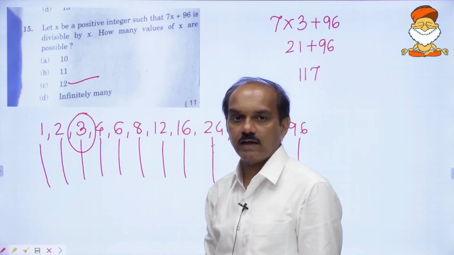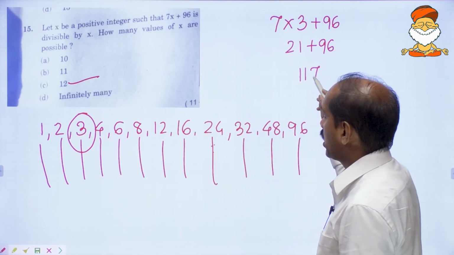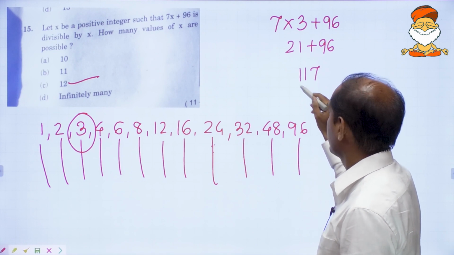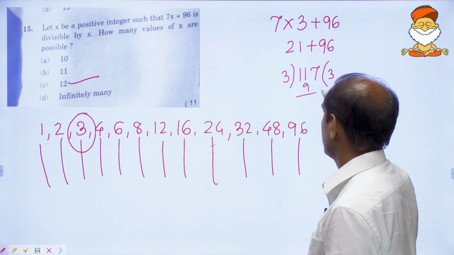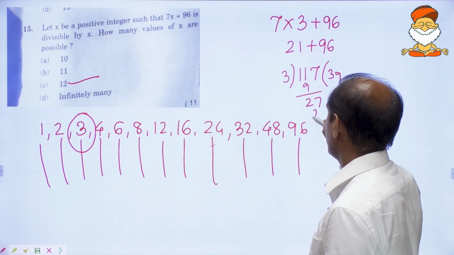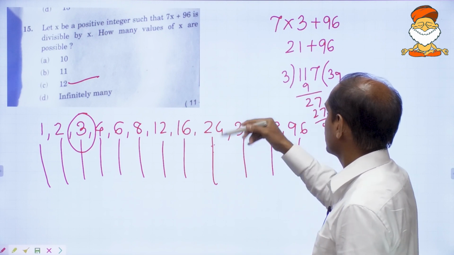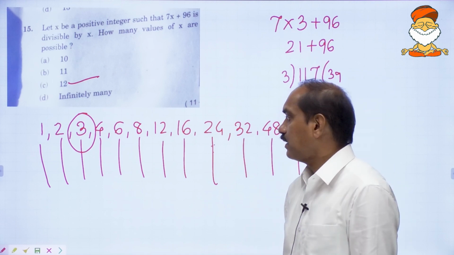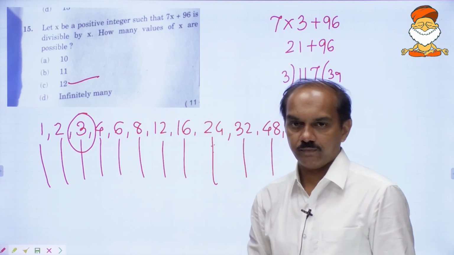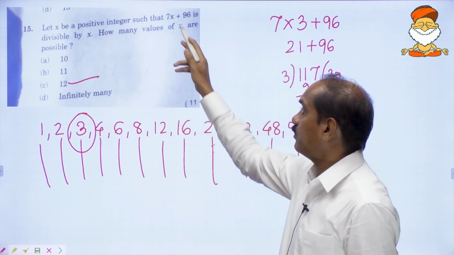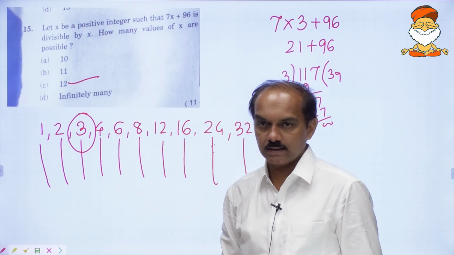Since I have taken x value 3, it can divide. 3 can divide this. 3 3s are 9. 3 9s are 27. Of course, that x value can divide. You take any values here and it will divide the sum of 7x and 96.